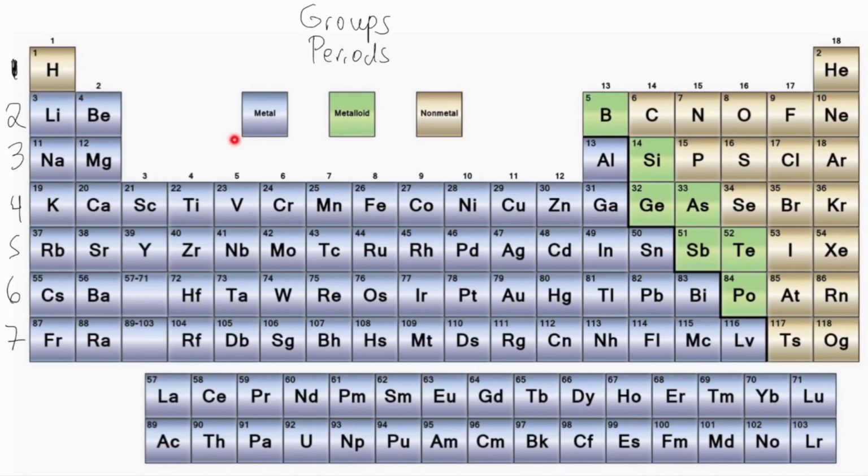All of the chemical elements can be classified as metals, metalloids, and non-metals. As you can see here, all the elements in blue are metals. The ones in green are metalloids, and the ones in brown are non-metals.